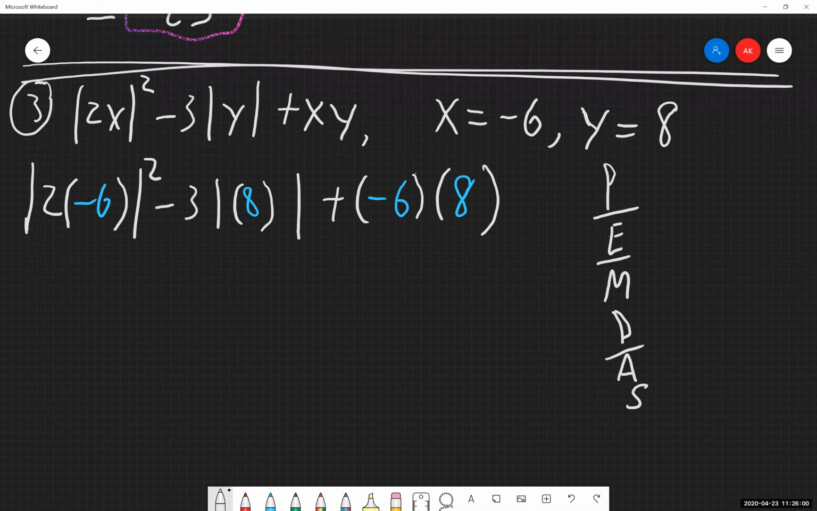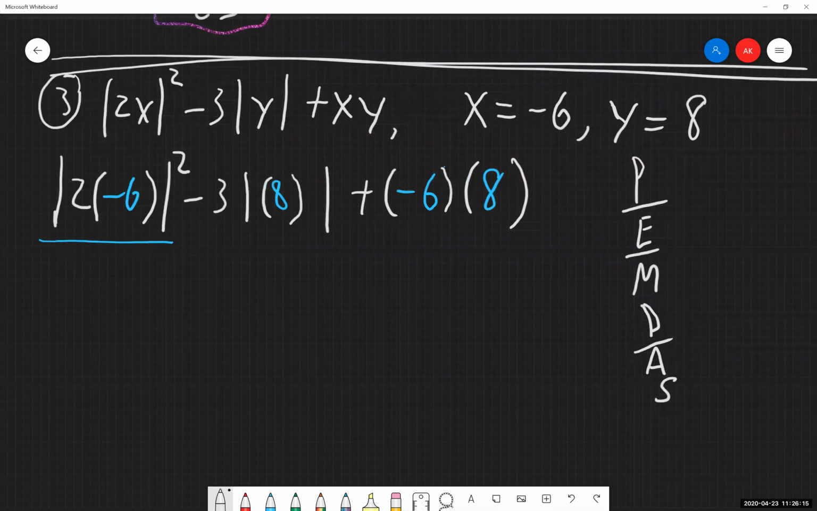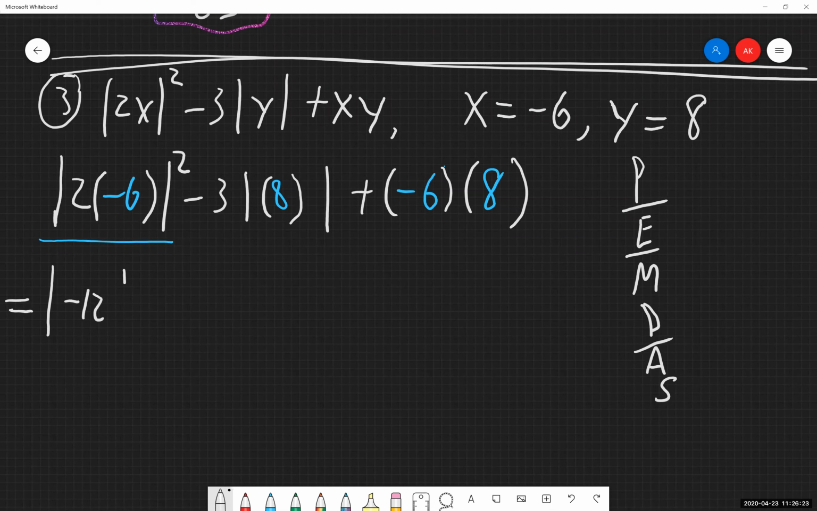So again, looking at our sets of parentheses, remember that the absolute value is considered a set of parentheses, so we do want to work inside those first. So because of that, I am going to work with our first set of absolute values first. So going inside of there, I have multiplication going on. So I'm going to do 2 times -6. It's going to give me -12.